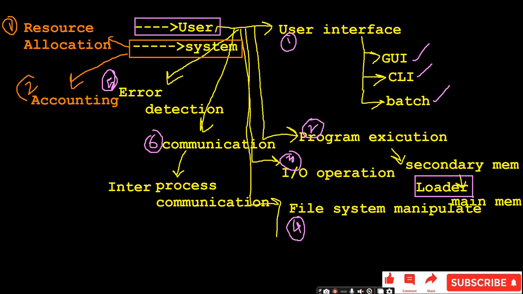So briefly, operating system will provide two types of services. One type of services will be used by the end user, another type of services will be used by the computer system itself. With the end user we are having six types of services: user interface, program execution, IO operation, file system manipulation, error detection, and communication. With system services, generally we are having two types of services: resource allocation and accounting. More detailedly regarding all these things we will discuss in the coming lectures.